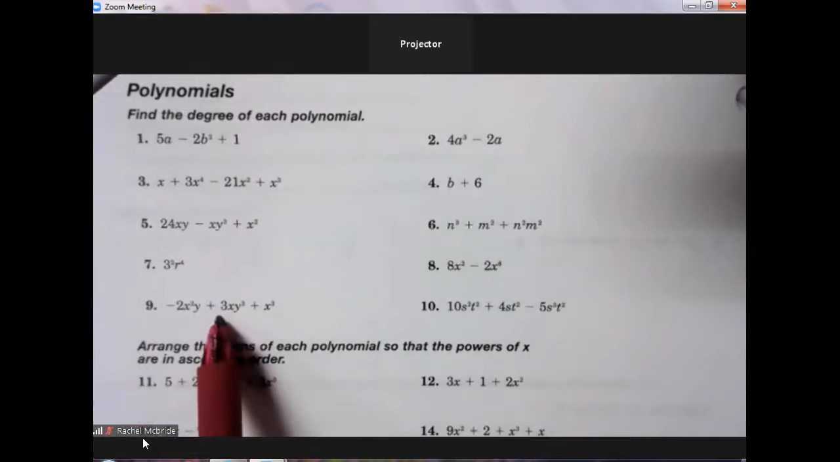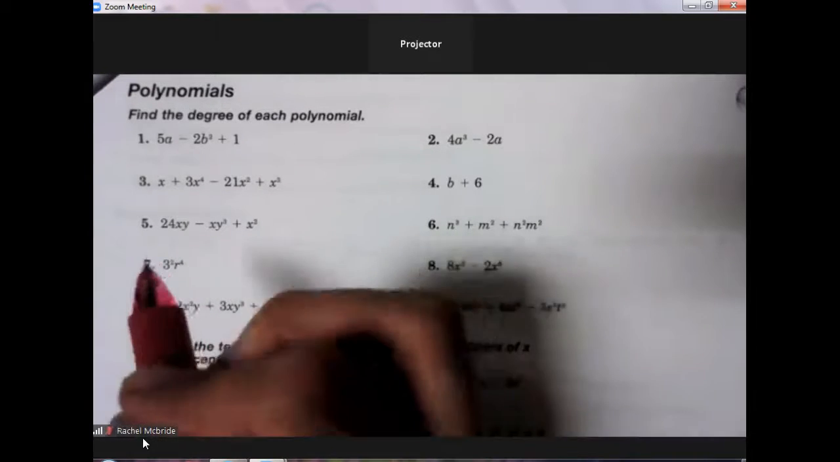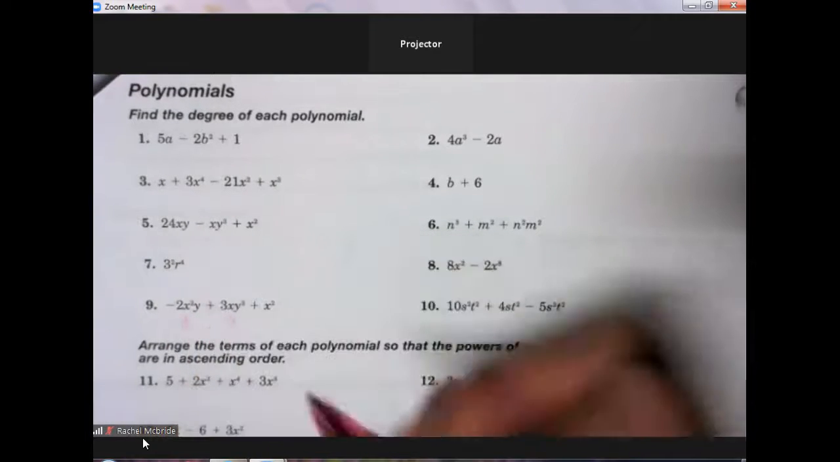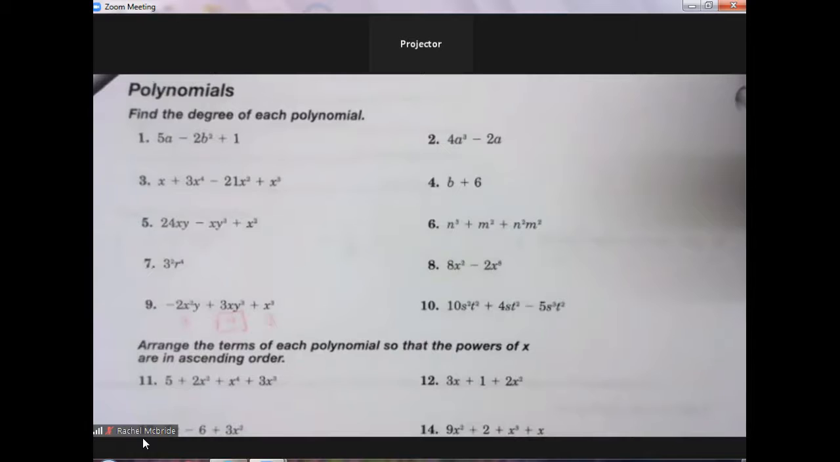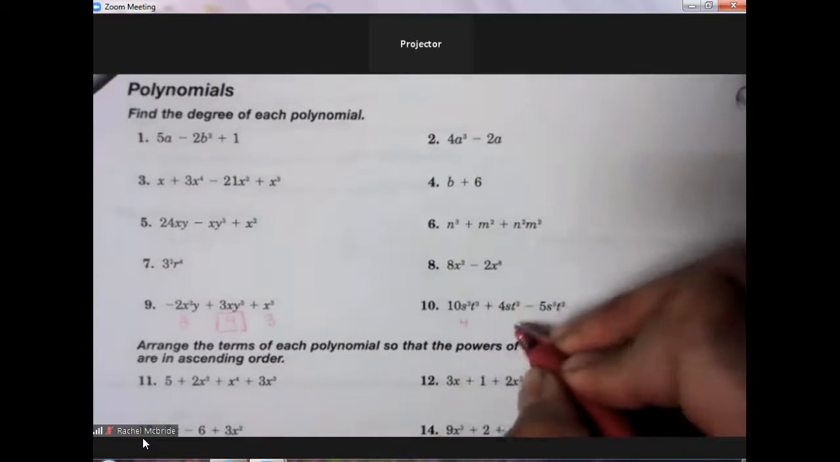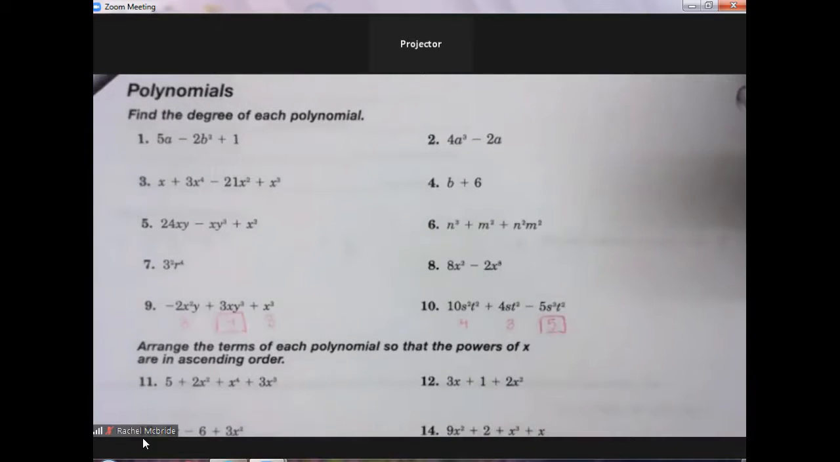And number 9, we look for the highest and then add them together. So the first term is degree 3, the second term is 4, and the last term 3. So the highest degree is 4. And then in 10, you have 4, 3, and 5. So number 10 is degree 5.